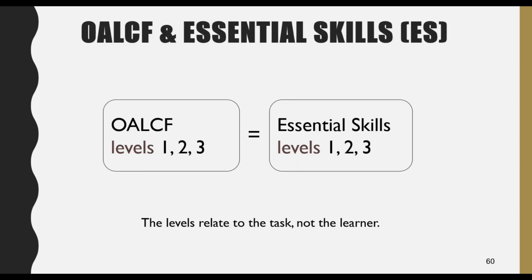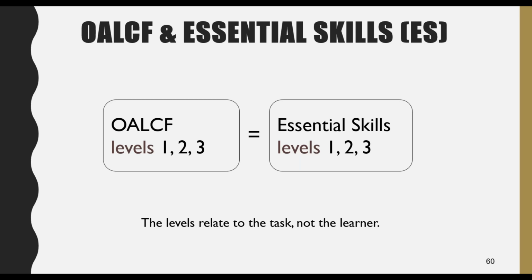With the OALCF and essential skills, the levels generally equate. So the 3 levels of OALCF generally equate to the first 3 levels of essential skills. And again, remember, the levels in both essential skills and in the OALCF are meant to relate to the task that's being performed, not the learner. The learner isn't a level, it's the task the learner is doing.